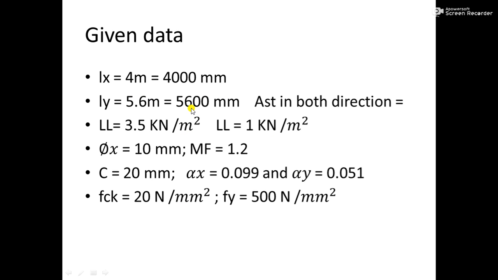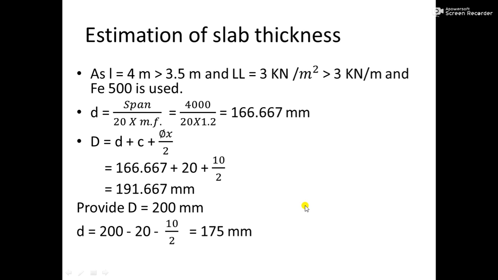This is the given data, I just recalled it. That is Lx 4 meter, Ly 5.6 meter, live load is given, diameter of bar along x direction is given, modification factor is 1.2, cover 20 mm, alpha x, alpha y values are given, fck, fy values are given. So the first step is estimation of slab thickness, or to calculate the effective depth of the slab which is assumed.